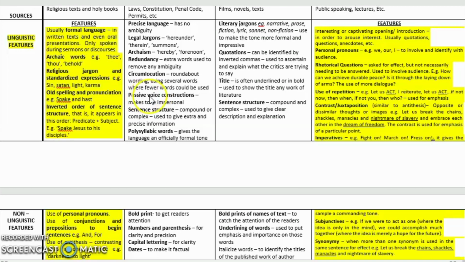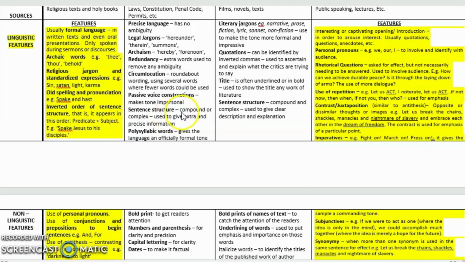All right, then you have passive voice constructions. This makes the tone impersonal. Now remember, when you're looking at passive voice construction, you are more looking at the object rather than the subject. So in passive voice construction, the person that is receiving the action is taken into precedence, or is more important than the person or the thing that is doing the action.